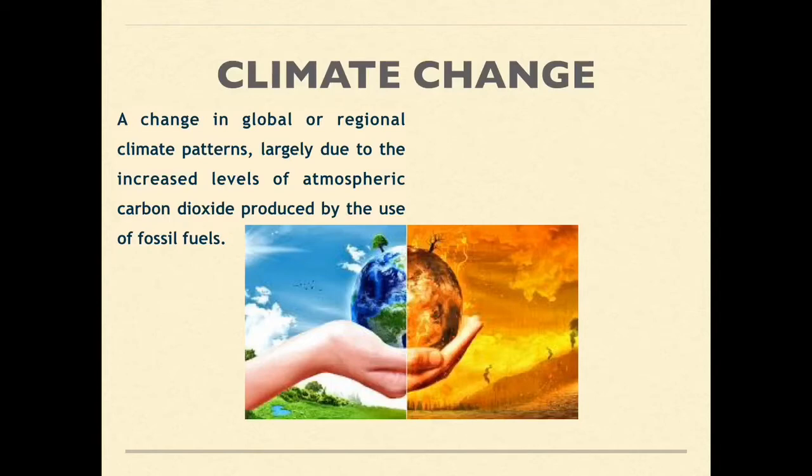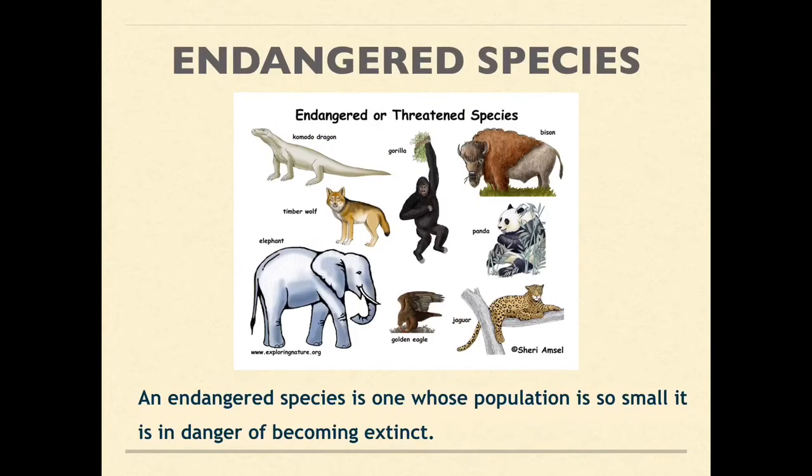Another common term related to global issues is endangered species. Endangered species are animals whose population is so small that it is in danger of becoming extinct. For example, there are far fewer elephants today than there were 50 or 100 years ago. And if elephants keep being hunted and disappearing at the same rate they are today, maybe in 50 years there will be no more elephants. They will be extinct. That means that elephants are an endangered species.